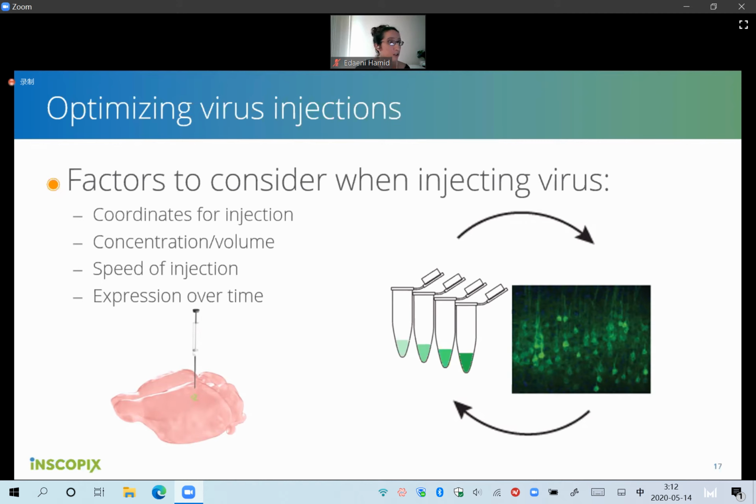Proper expression should be enabled over the time period you will need for conducting your experiments. This type of virus optimization may require doing a series of histological analyses to confirm appropriate targeting and expression. The goal is to have sufficient expression of the virus and thus calcium indicator while avoiding under and overexpression.